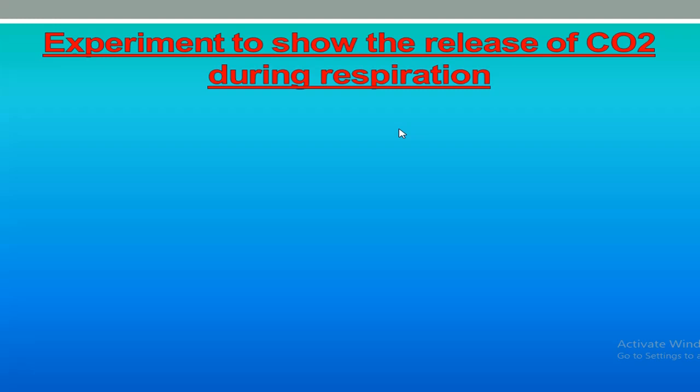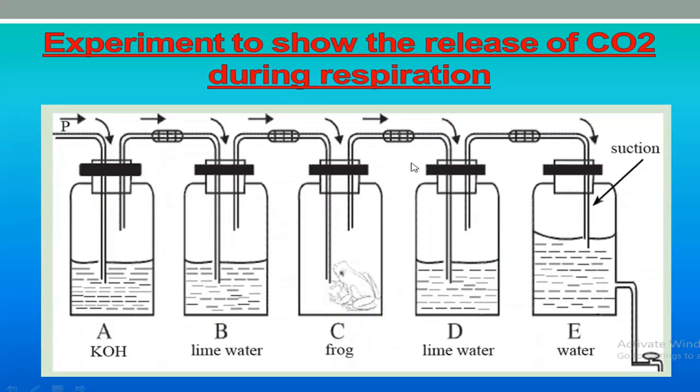Then we will look at an experiment to show the release of carbon dioxide during respiration. Under respiration we have learned that the gas produced during respiration is carbon dioxide. This carbon dioxide is released to the atmosphere, right? So now we are going to learn how to identify the release of carbon dioxide during respiration. For this we can make this apparatus. There are 5 bottles here, A, B, C, D and E. Bottle A contains potassium hydroxide.